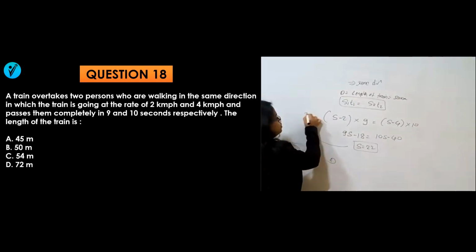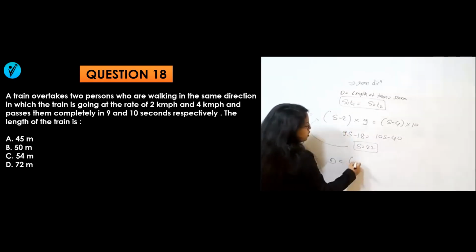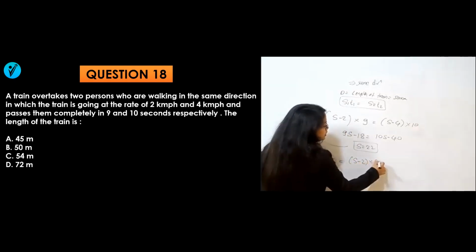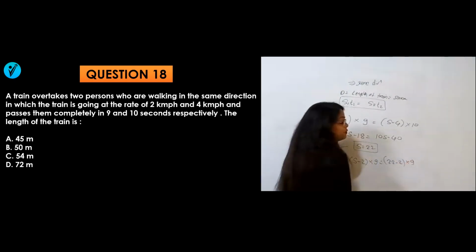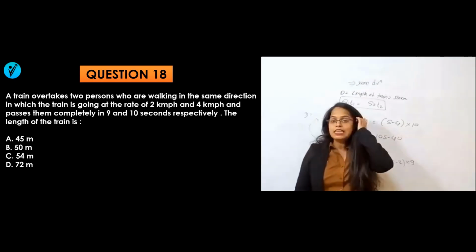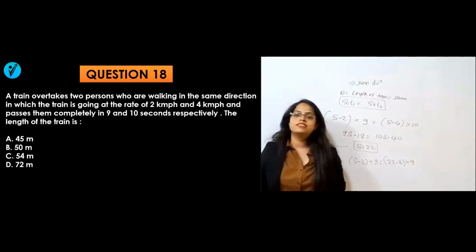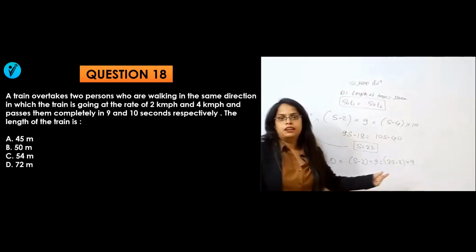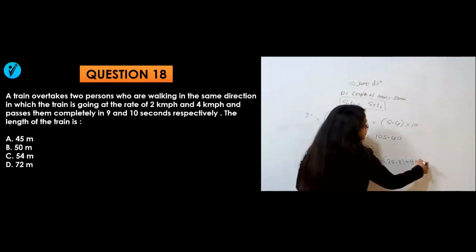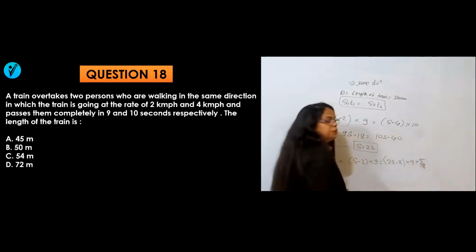Because this one is equal to distance. Distance will be equal to s minus 2 into 9. That means 22 minus 2 into 9. But if you observe, this 9 was in the seconds and your options are in the meter, and this 22 is in kilometer per hour. So we require to multiply by 5 by 18 to convert it into the meter.